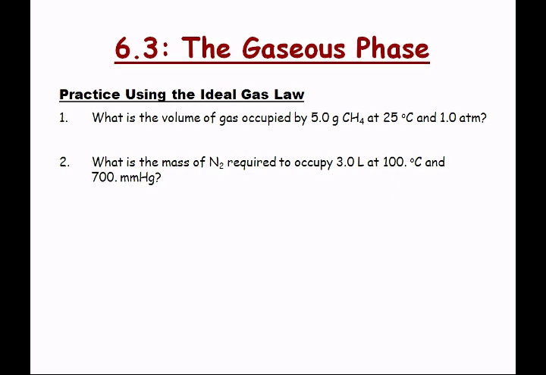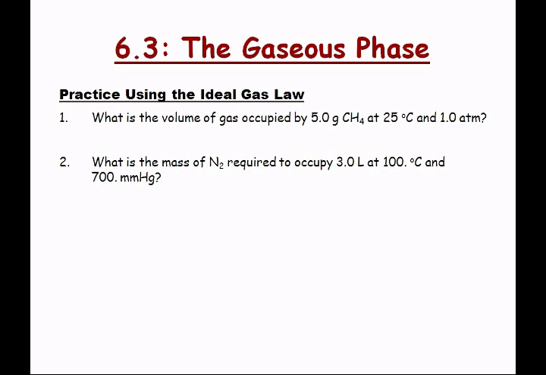What about n? Moles. Yeah, you have to convert the grams to moles. So we have m over here. m is 5.0 grams of methane. Let's hold off on that for now. That should give us a little clue as to what we've got to do.